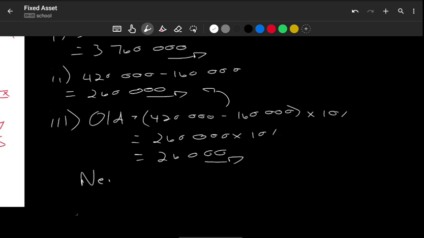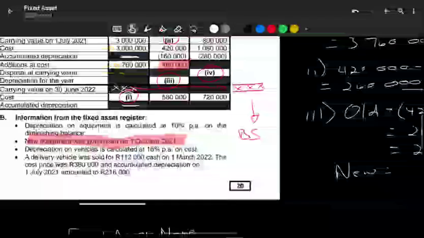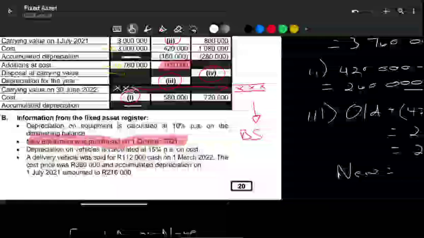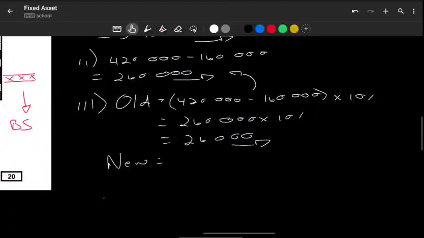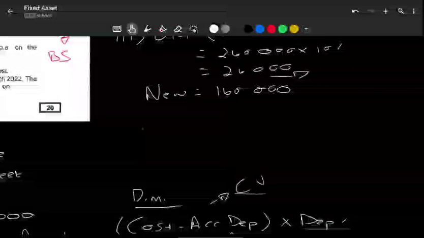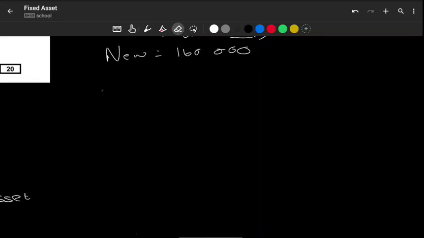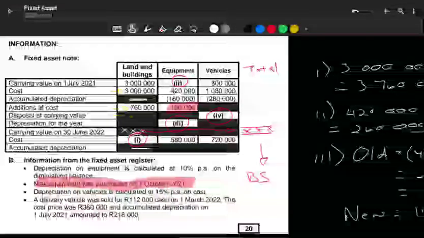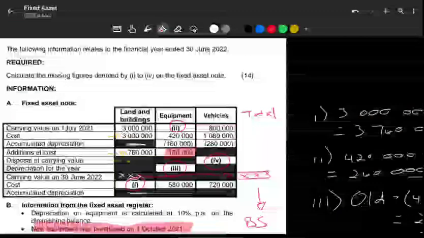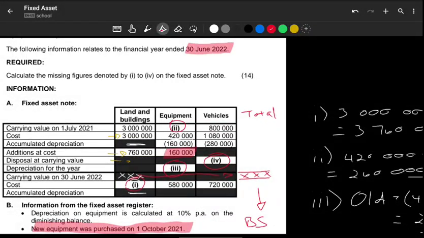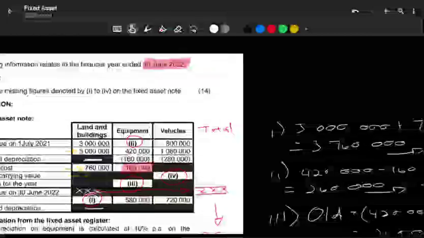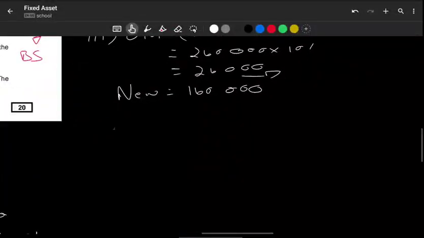Remember the new vehicle that was bought, we also have to account for that depreciation since it was bought on the 1st of October. So 160,000 on the 1st of October, 160,000. Now, what's important here is that you understand when this vehicle was bought. When I say when, I mean the timeline, your timeline. When your financial year starts and when your financial year ends. The financial year ends on 30 June 2022. So you know that then it started on the 1st of July 2021. So we draw our timeline there so that we understand everything.